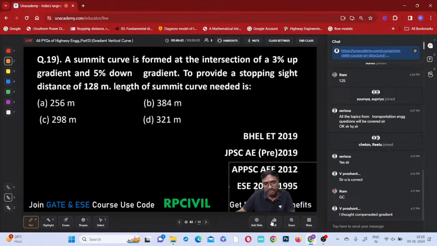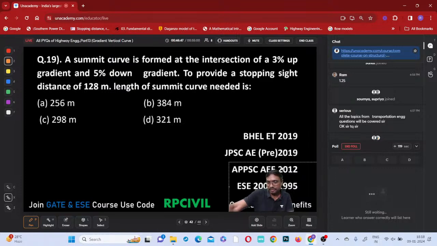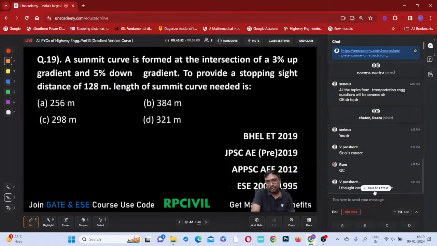Just solve this last question and we'll go for it, okay? We'll close after this. 120 seconds time I'm giving. Try to solve this. Grade compensation is only asked. You have to be careful. You have to read the question carefully. 4.6 will be the compensated gradient, but the question asked is grade compensation. This is given in BHL, JPSC, APPSC, ESC. ESC also 2 times they have given. All copied from ESC.